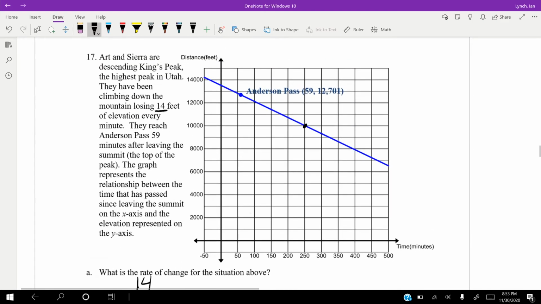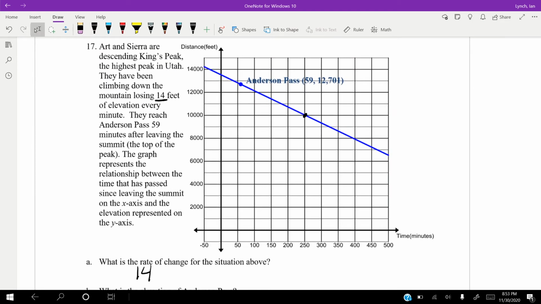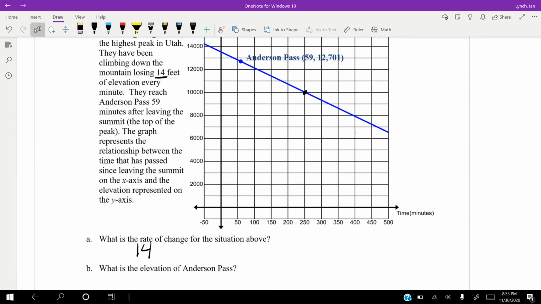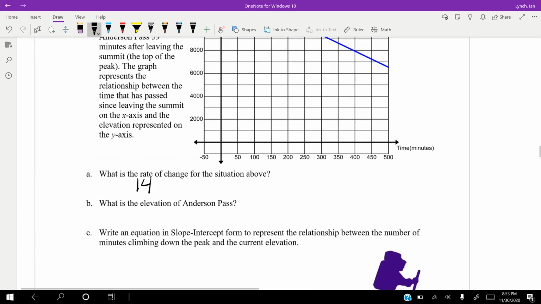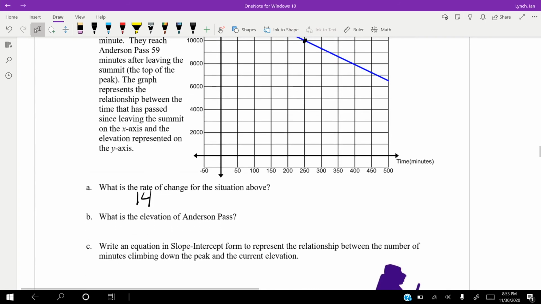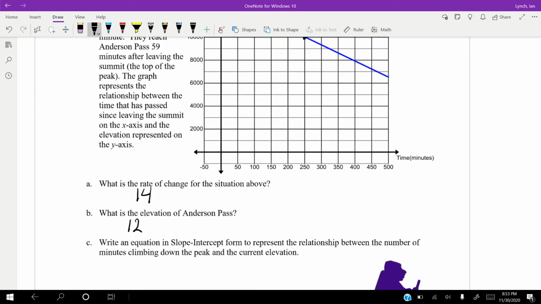What is the elevation of Anderson Pass? Well, we're going to have to figure that out. Actually, no, it gives it to us, sorry. Anderson Pass is right here. The elevation is 12,701 feet.